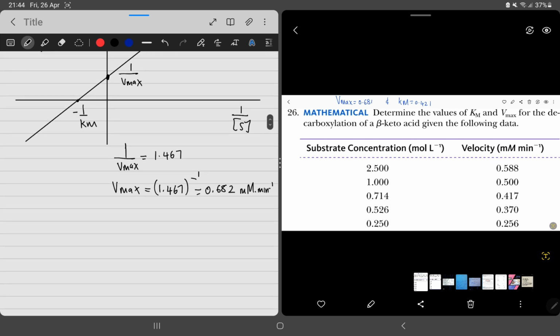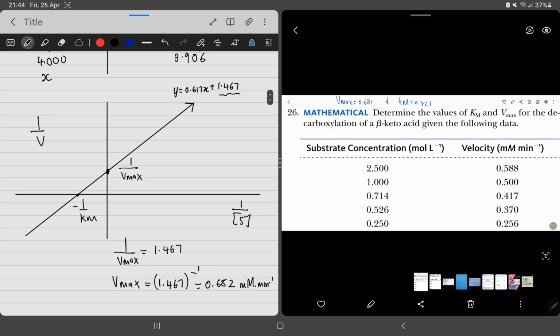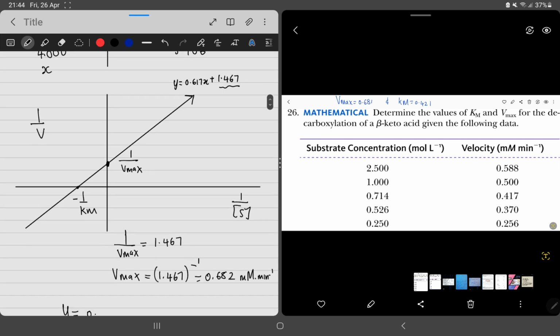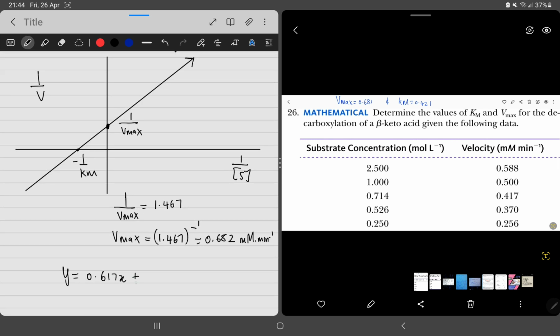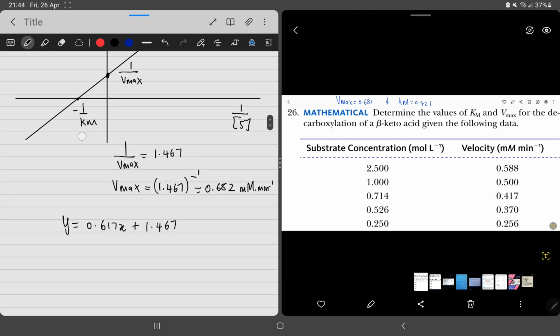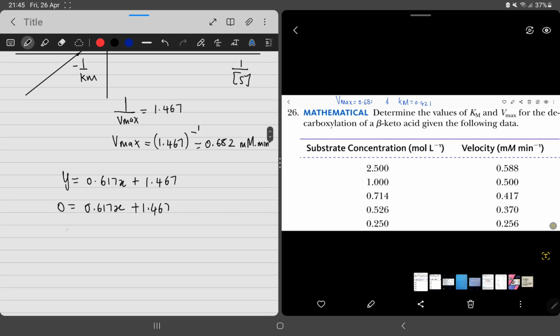okay. And then in order to find the x-intercept, we're just going to use the equation of the straight line. 0.617x plus 1.467. So you can see that the reciprocal for the Km value is on the x-intercept. So for the x-intercept, you set y equal to 0, and then 0.617x plus 1.467 equals 0. So the x value is negative 1.467 divided by 0.617.